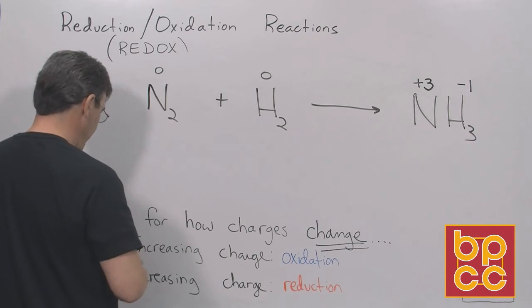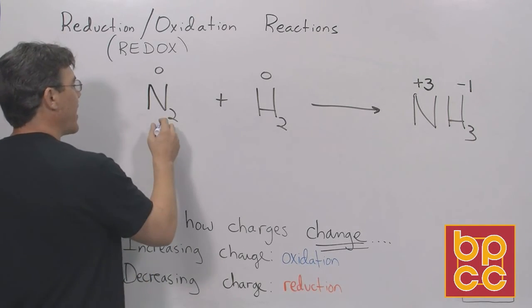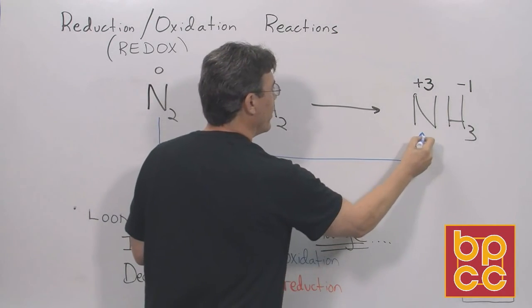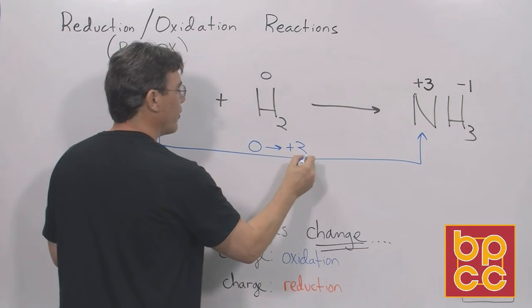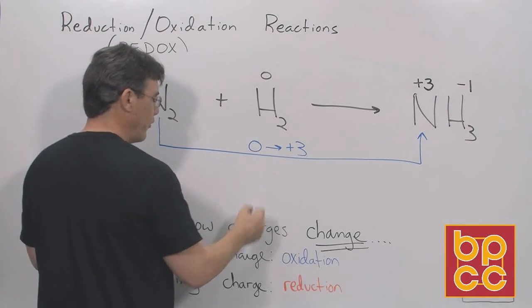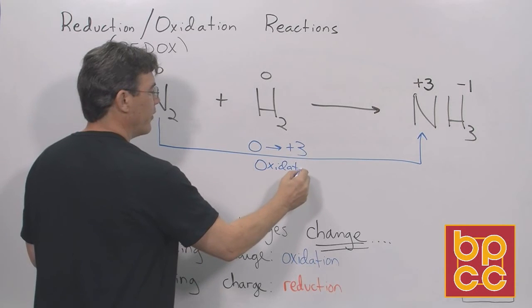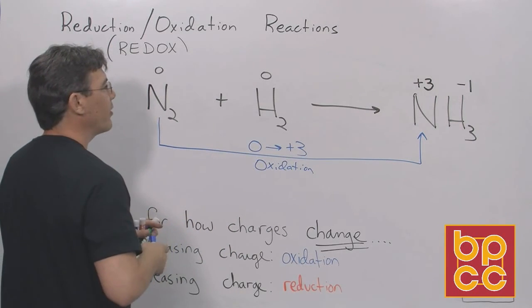And let's see what happens from one side to the other. The nitrogen over here on the reactant side was 0, and when it shows up on the product side, it's positive 3. So just a little bit of scratch work here. 0 to positive 3, that is what? That's an increase in charge. An increasing charge is an indication of oxidation. So the nitrogen was oxidized from reactant side to product side in this reaction.